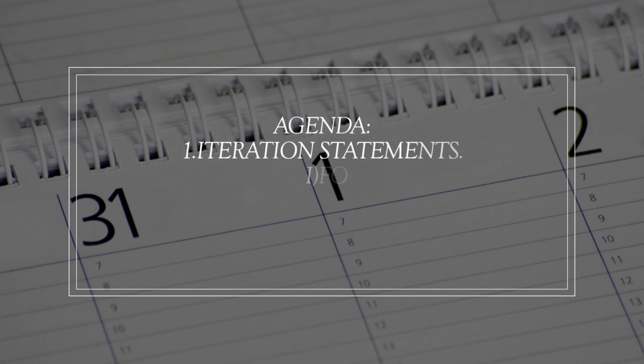So today our topic and our agenda is iteration statements. We're going to discuss what an iteration statement is and what types of iteration statements there are. Each of them has a flow chart, a block diagram, and an example program for you to get a better understanding. So what is an iteration statement?